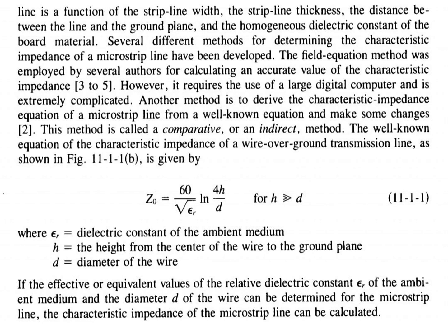If the effective or equivalent values of the relative dielectric constant ε_r of the ambient medium and the diameter d of the wire can be determined for the microstrip line, the characteristic impedance of the microstrip line can be calculated.